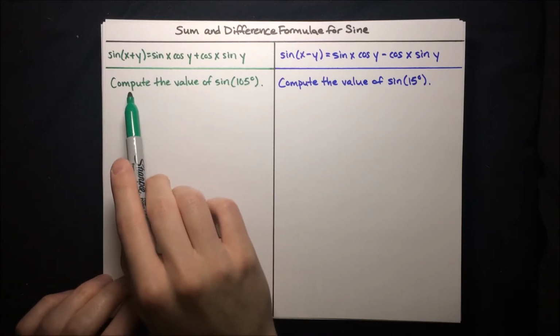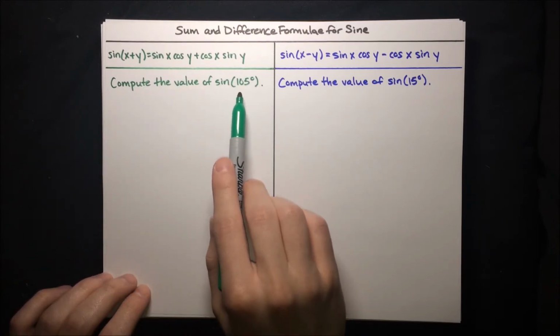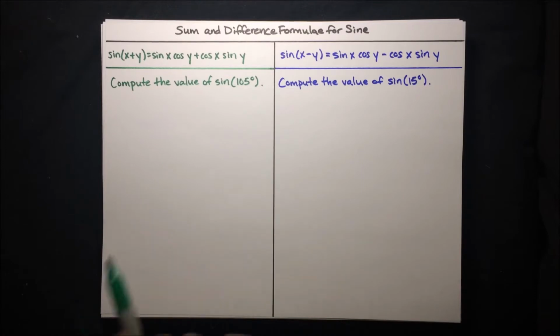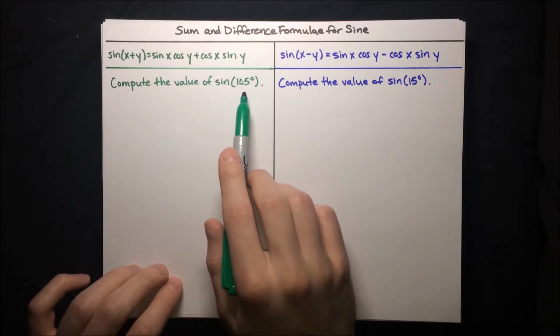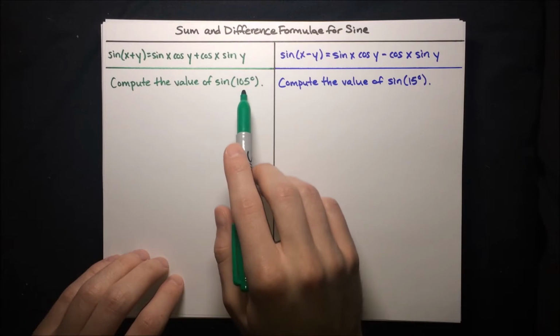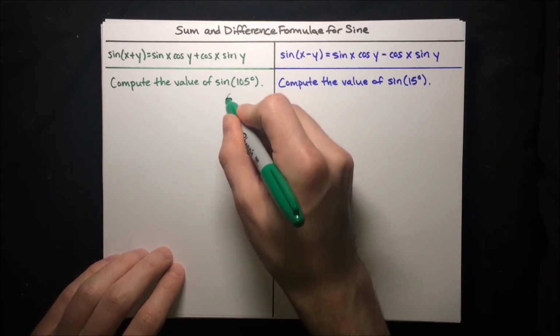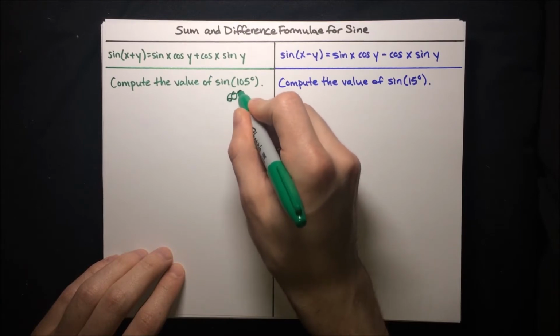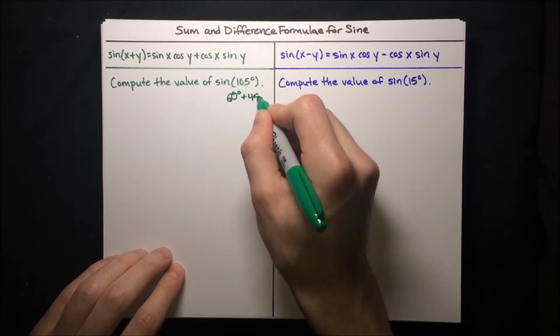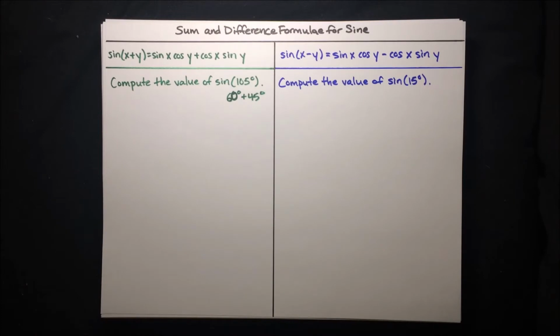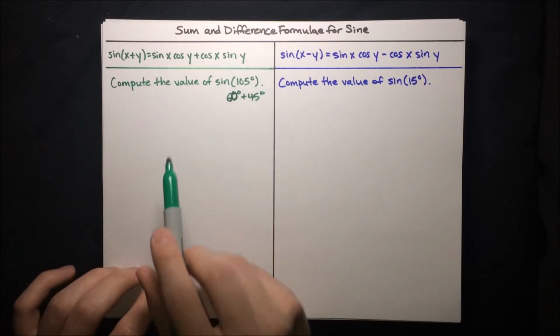Here we want to compute the value of sine of 105 degrees. Now 105 degrees isn't a special angle where we know the value of sine off the bat, but it is the sum of two special angles. It's the sum of 60 degrees plus 45 degrees. So that means that we can use the sum formula to compute it.